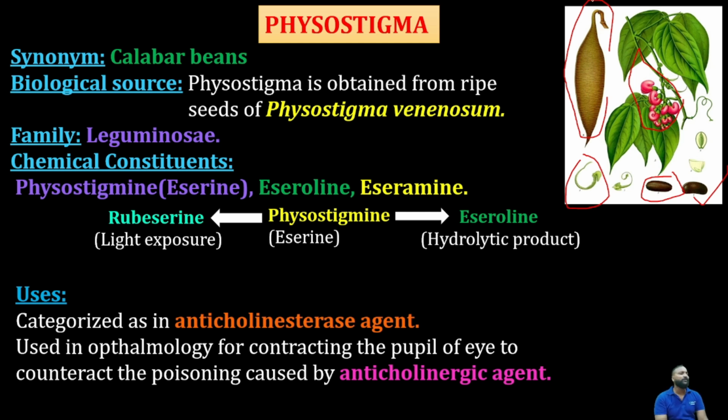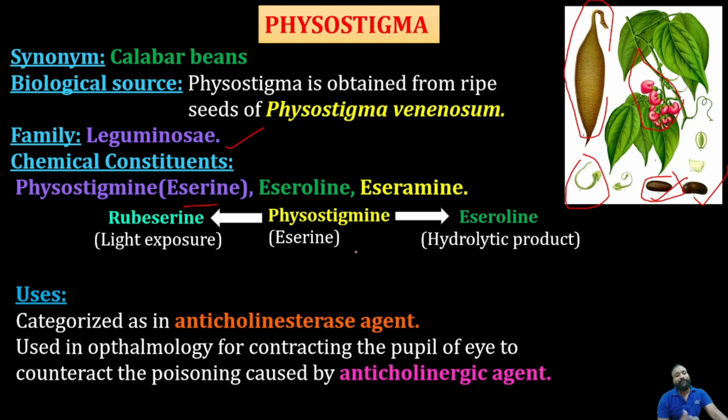Coming to the biological source, Physostigma is obtained from the ripened seeds. These are the seeds of Physostigma venenosum, not Phytostigma, Physostigma venenosum, belonging to family Leguminosae. Okay, and the chemical constituents. We have included only the important things here; the others are not that important. The chemical constituents are physostigmine, that is eserine, eseridine, and eseramine. Okay, physostigmine is known as eserine, eseridine, and eseramine.